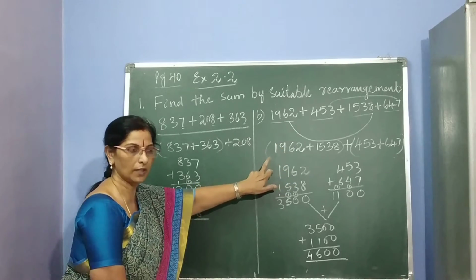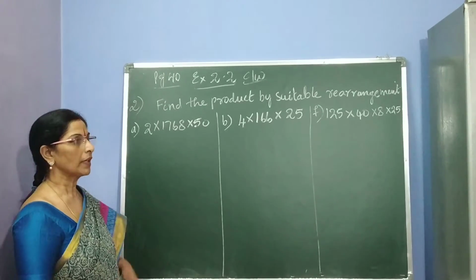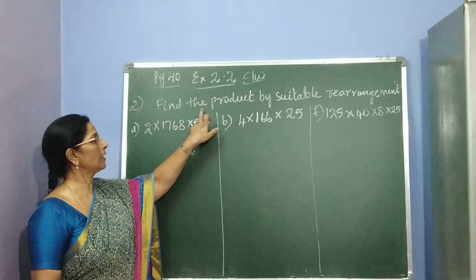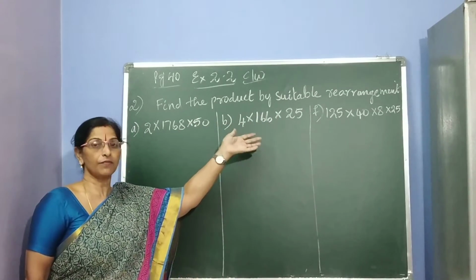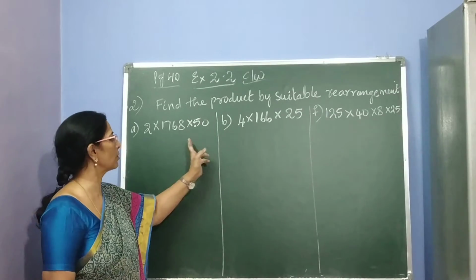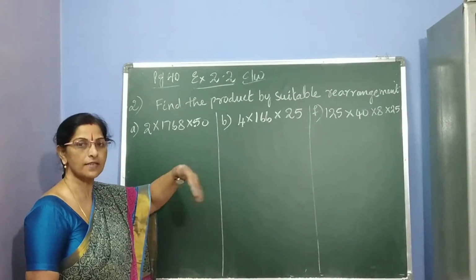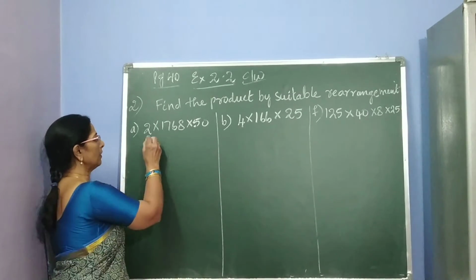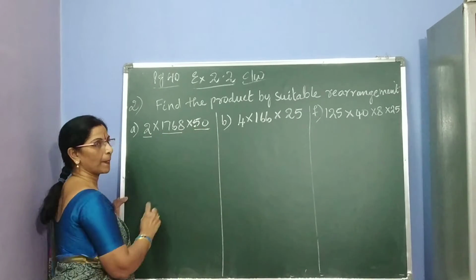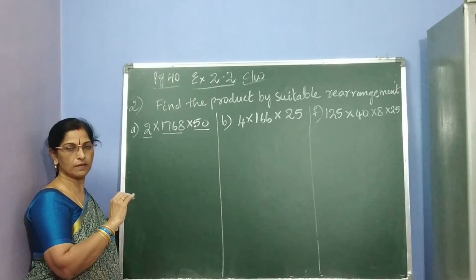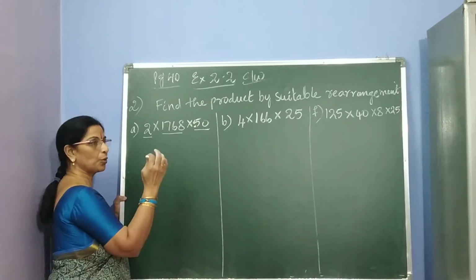Okay children, I think you understood. We'll go for the next bit. Come to the second bit: find the product by suitable rearrangement. In the first bit we used the associative property. Here also we can use the associative property for fast calculation. Here 2 into 1768 into 50. Now make them into groups. Think about how to make them in groups.